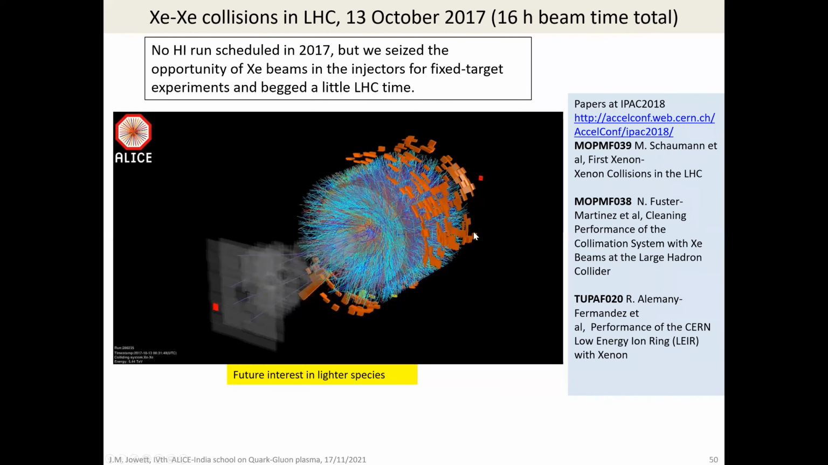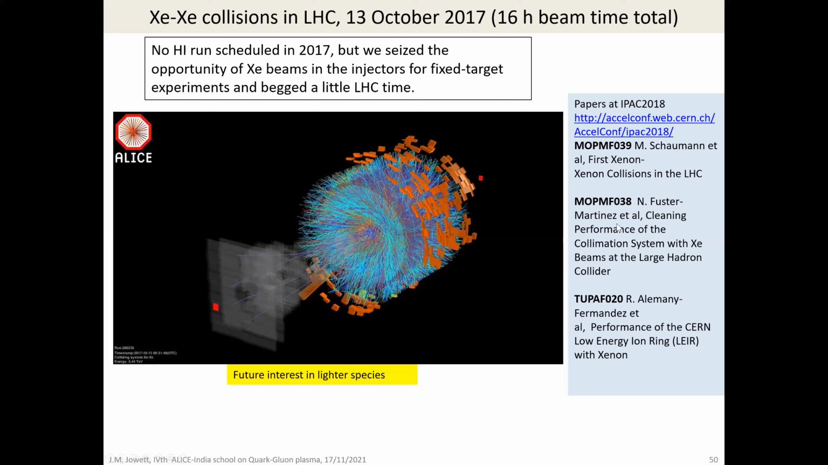Another thing that happened, of course, with the xenon collisions in 2017, I'd like to mention this, it only accounted for 16 hours of beam time in total. No run was scheduled for heavy ions in 2017, but it happened that there were xenon beams in the injectors for fixed target operation. And we begged a little LHC time, we got 16 hours. During that time, we managed to set up a low luminosity xenon configuration.